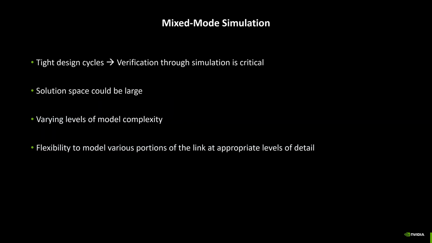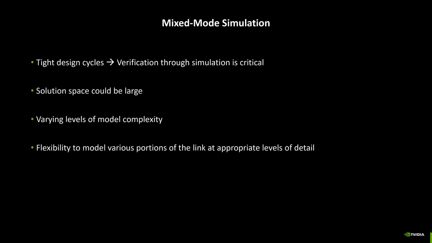So next, let's look at some of the simulation-related issues that you would run into for a memory link. So usually you have tight design cycles, and you don't have enough time to manufacture a test chip, test it, and then go into a product. So verification through simulation is very important.